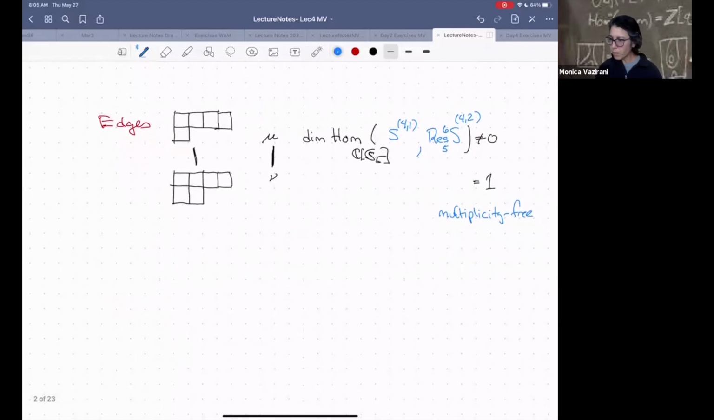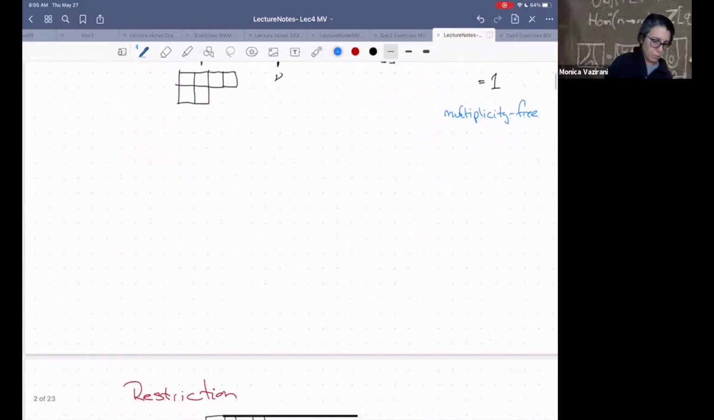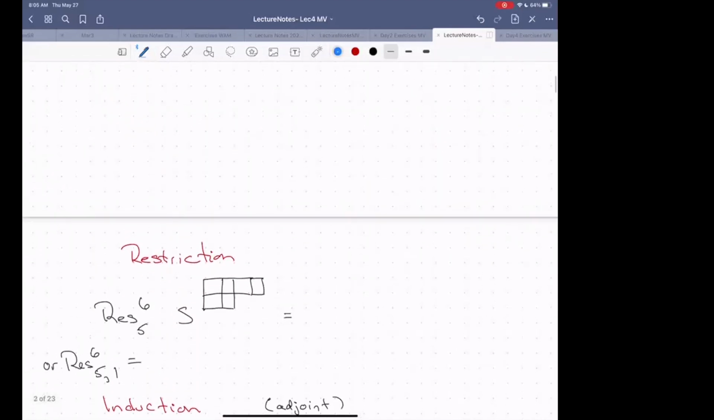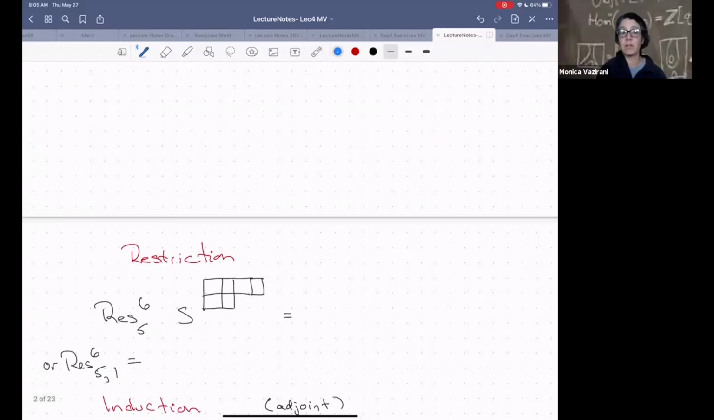So more precisely, let's compute the entire restriction. If you want to compute the entire restriction, you need to look back at the graph and think, what are all of the edges coming out of this? Or you can simply look at this partition.